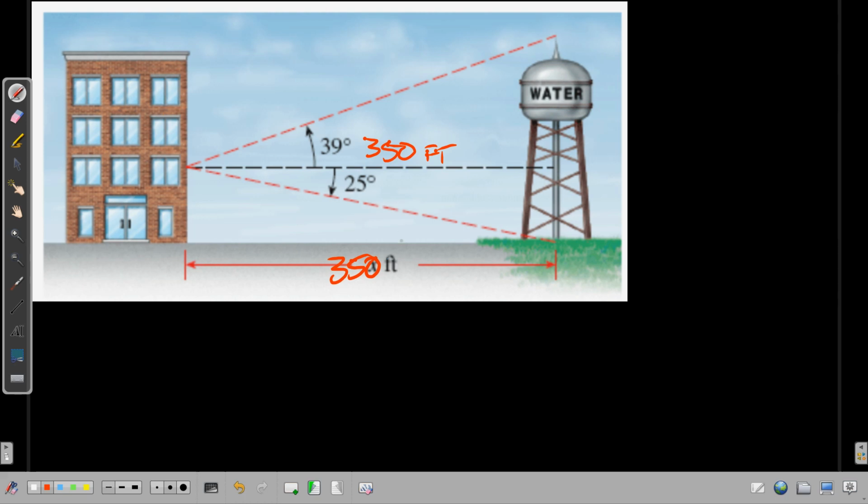Let's see. So this is a right angle. And we want to know what this height is. Let's call it h. And we want to know this height right here. We'll call it j.